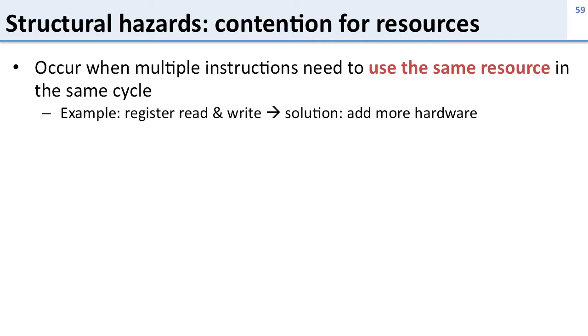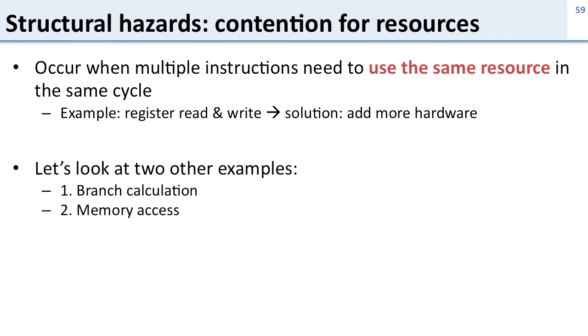And we've already seen an example of this. We saw with the register file how we needed to read and write the register file at the same time from different instructions. And the solution there was to add more hardware to double pump the register file so we could do both at the same time. Now we're going to look at two other examples of this sort of hazard. We're going to look at branch calculation and memory access.